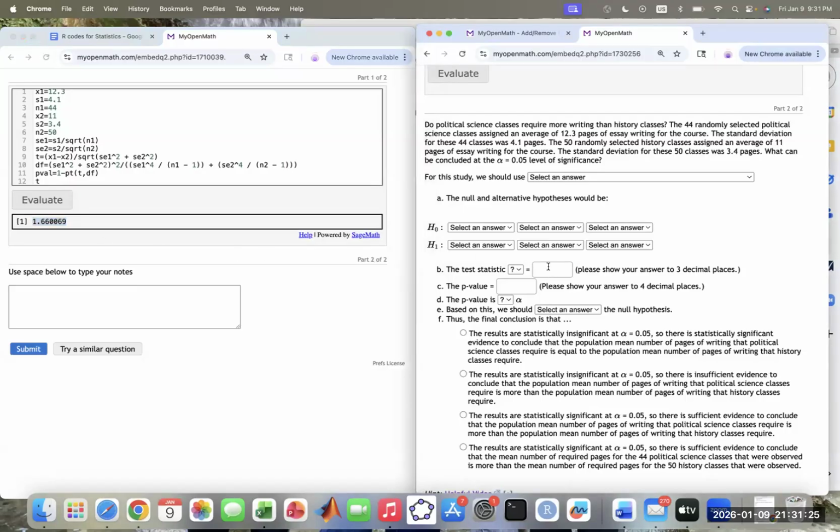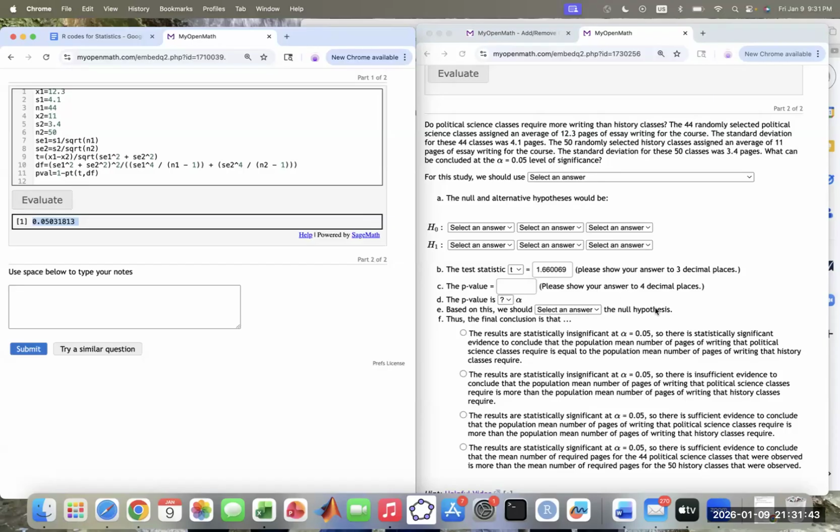So I have the test statistic right here. T will be equal to 1.66. And then the p-value would be, because it's more than, going to be 1 minus that part. So I can do this one right here. So I have the answer for this.